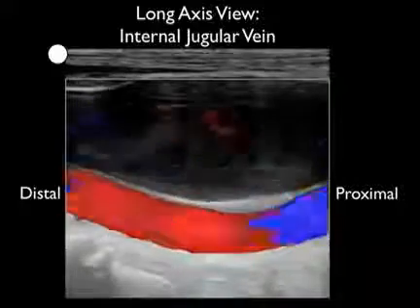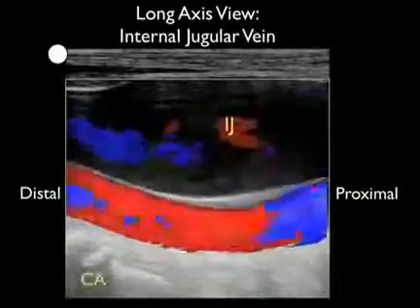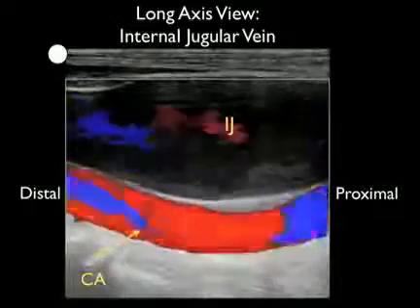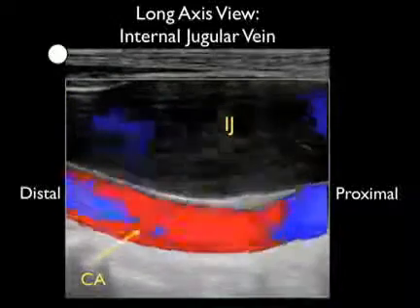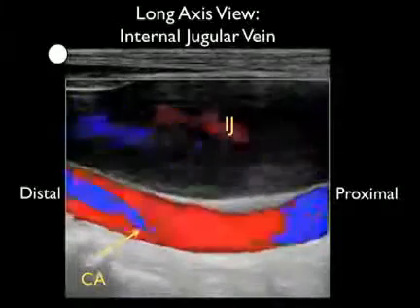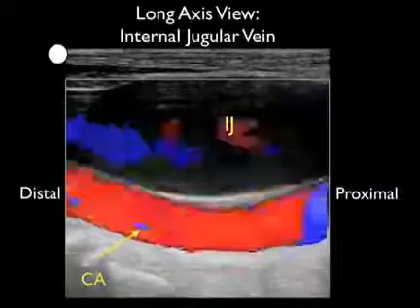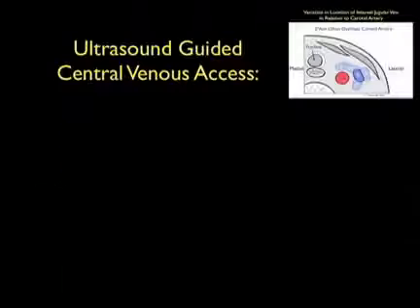Here's a video clip, again a long-axis configuration in a different patient, and here we see a much more distended internal jugular vein that's lying on top of the carotid artery. Notice the swirls of blood in the internal jugular vein, showing the course of the blood flow from high within the neck to the left, low within the neck here to the right.